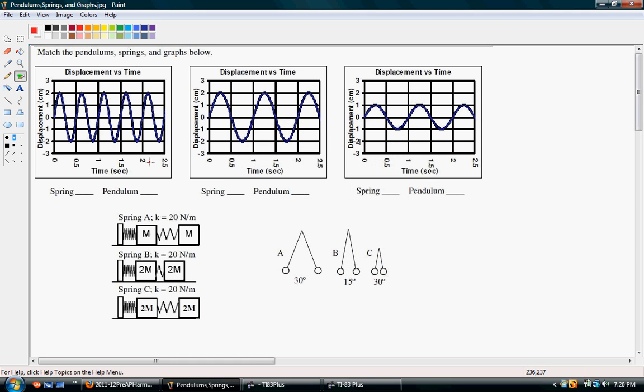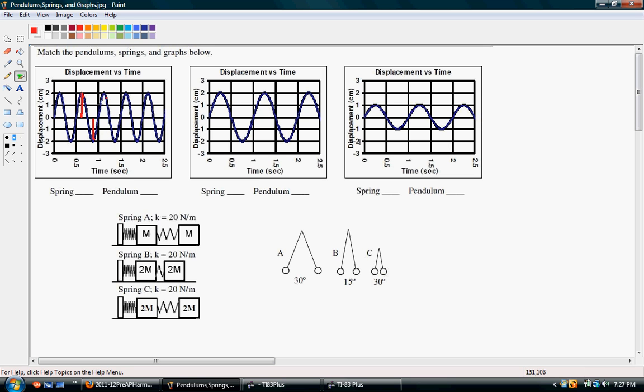Okay, so here it wants us to match the pendulums right here and the springs over here on the bottom left and the graphs at the top. So if we look at this first graph, we have displacement on the y-axis, time on the x-axis. Notice that the equilibrium position is at 0 centimeters and that our amplitude is going to be the distance from the center to either a crest or to a trough.